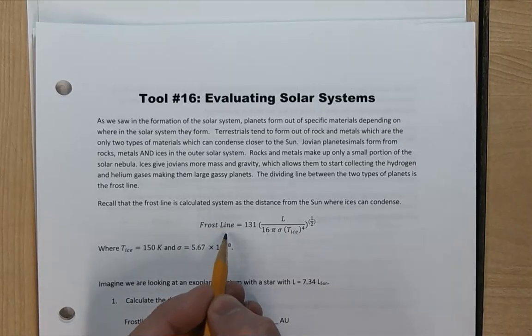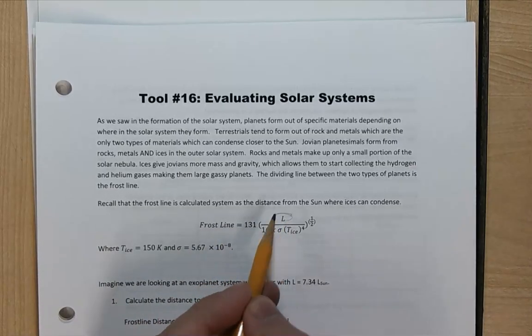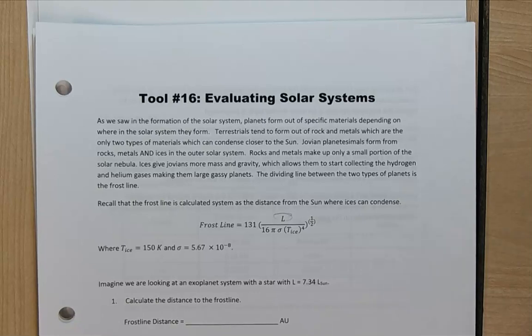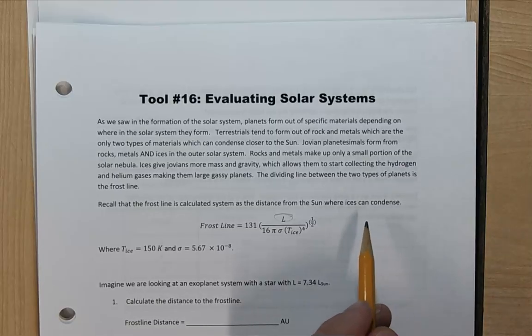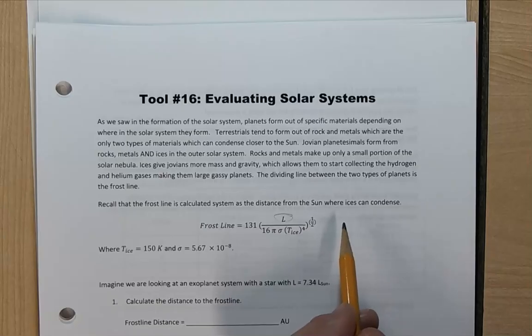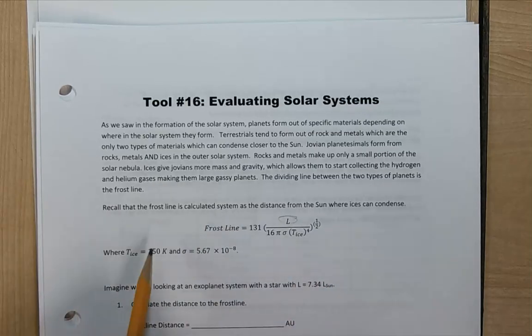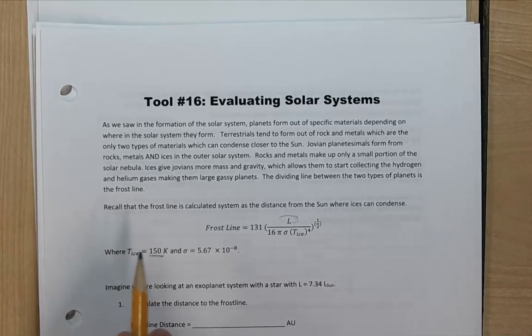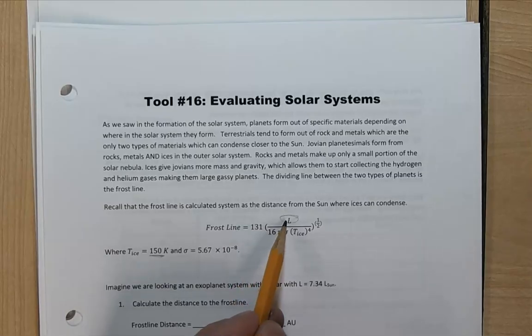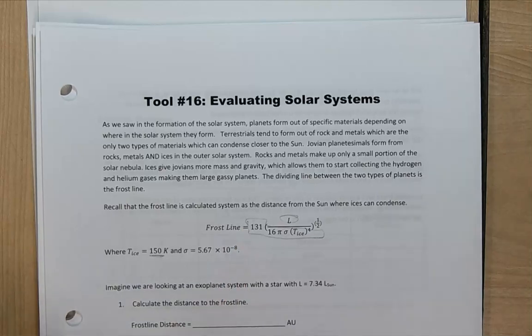What determines where the frost line is? Well, the only thing that really matters is the luminosity of the star. The brighter the star is, the farther away you got to be from it in order for ice to freeze. If you got a dim star, then you can be closer to it and still have ice freeze, because water molecules floating out there in space have a freezing point of 150 Kelvin. So that doesn't change. The luminosity is the only variable in this equation. Everything else is a constant.